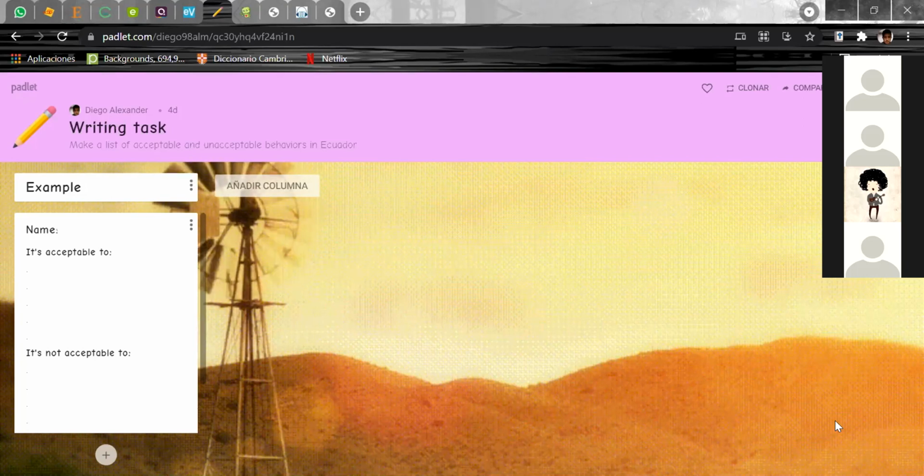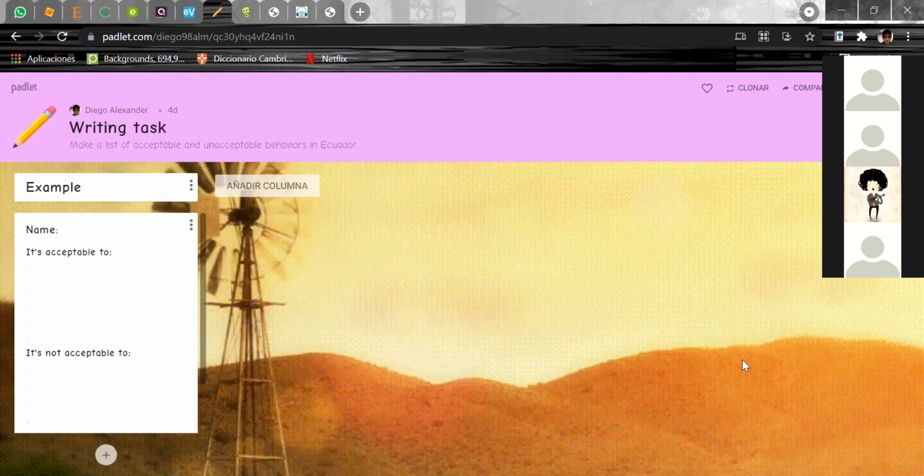Okay, anyways, I'm going to repeat it, in order for you to understand the indication. So first of all, you have to enter to the link of Padlet. Then you will have just 5 minutes to list at least 3 things of acceptable behavior in Ecuador and 3 of not acceptable behavior, okay? Tienen que entrar al Padlet, escriben su nombre primero y tienen que enlistar solo 3 comportamientos que son aceptables en Ecuador y 3 que no son aceptables, okay?